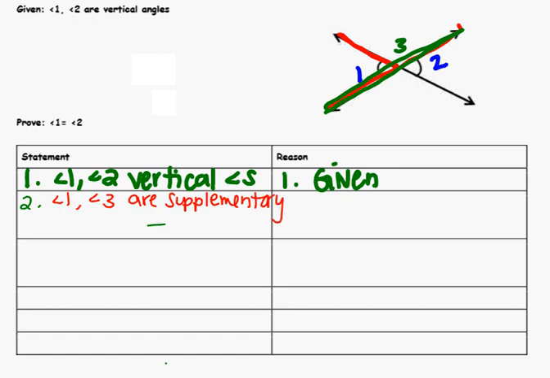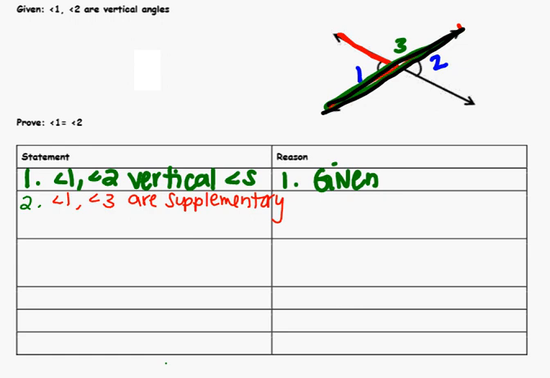Hopefully you can read my handwriting. It says supplementary. Okay. And I know that because I look at the picture and they make a straight line. And one of those things that you're just allowed to assume is that if something looks like a straight line, it is. I think this thing that kind of slants up and down looks like a straight line. So I'm just allowed to assume that it is. So 1 and 3, since they make that line, are supplementary.